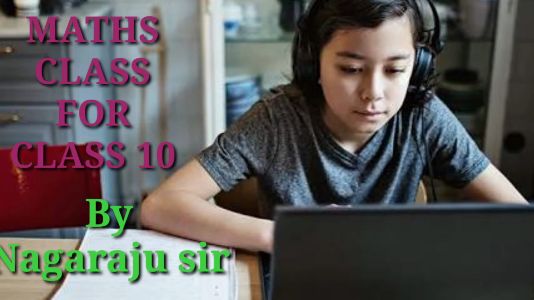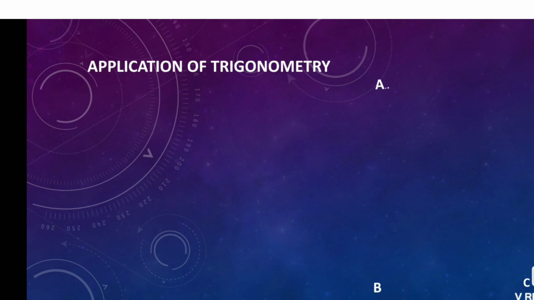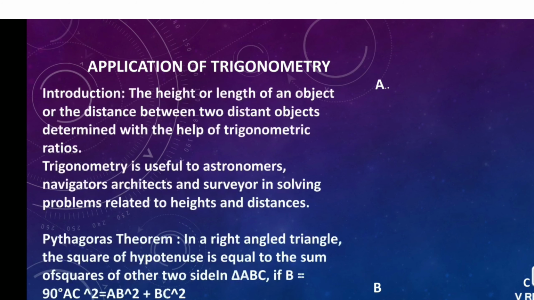Now students, application of trigonometry. Now, introduction part. The height or length of an object, or the distance between two distant objects, is determined with the help of trigonometric ratios. Trigonometry is useful to astronomers, navigators, architects and surveyors in solving problems related to heights and distances.